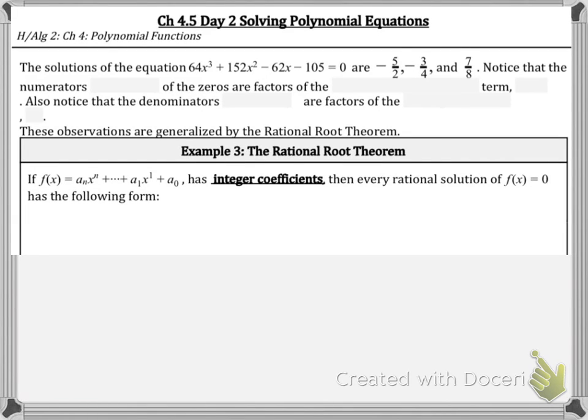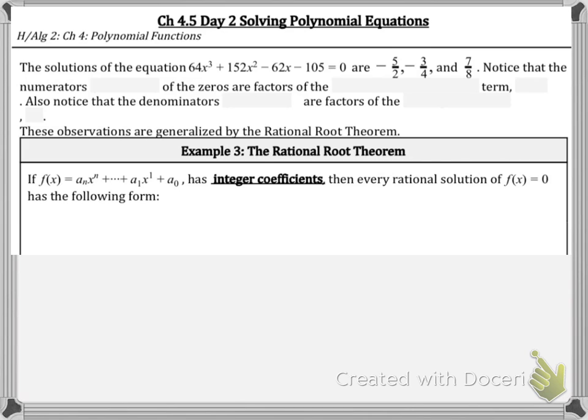We're going to be taking a look at solving polynomial equations. So if we take a look at this example, the solutions of the equation 64x cubed plus 152x squared minus 62x minus 105 equals 0 are negative 5 halves, negative 3/4, and 7/8. So those are the x-intercepts.